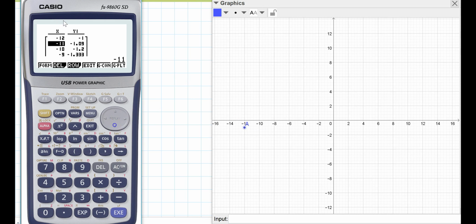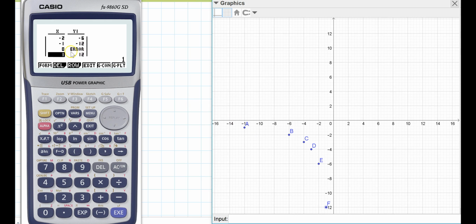If we carry on down this list a bit further, we get to when x is minus 6 and y is minus 2. When x is minus 4, y is minus 3. When x, keep going down, when x is minus 3, y is minus 4. We can start to see a shape that's appearing now. When x is minus 2, y is minus 6. When x is minus 1, y is minus 12. So we seem to have a curve that's happening over here.